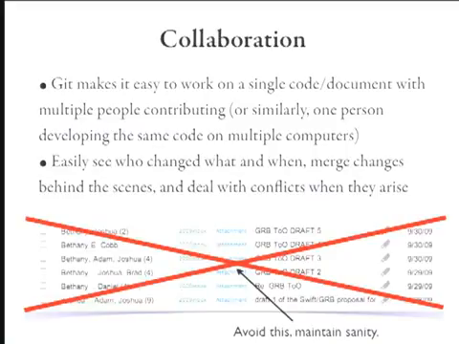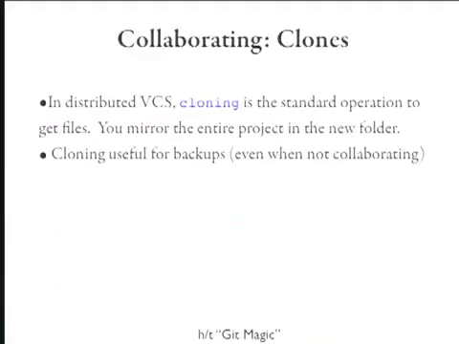So in a distributed version control system like Git, cloning is a standard operation to get files. As I mentioned before, you clone the entire repository onto your local computer into a particular folder on your local disk. So as I said, cloning is useful for backups, even when you're not collaborating.